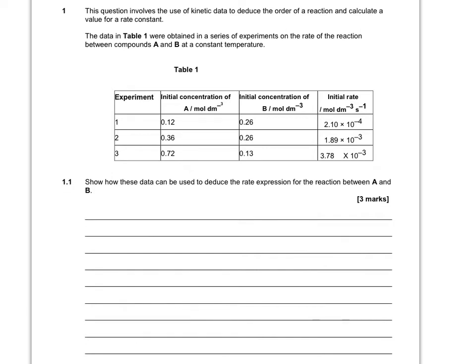So the key thing about this question is the fact that we've got to show how these data can be used. So I'm going to look at the table to start with. If we look at experiment 1 and 2, we can see that the concentration of B remains constant. The concentration of A between experiment 1 and 2 goes up by a factor of 3, and the rate goes up by a factor of 9. So we can deduce from that that the order with respect to A is second order, but we've got to put that into words.